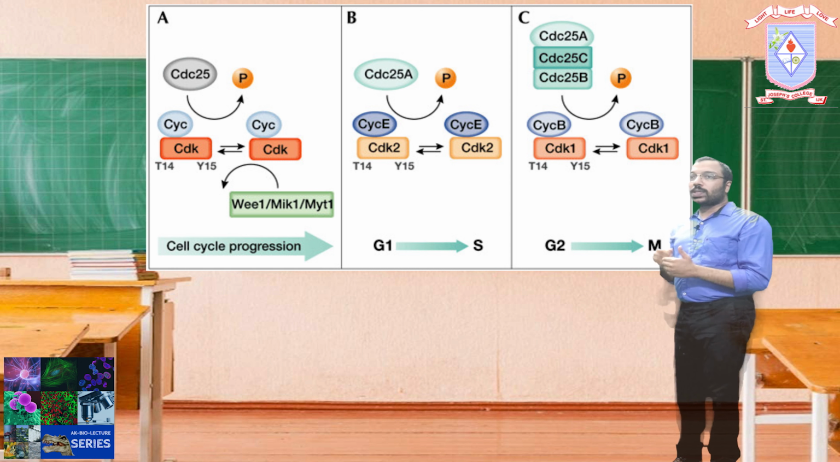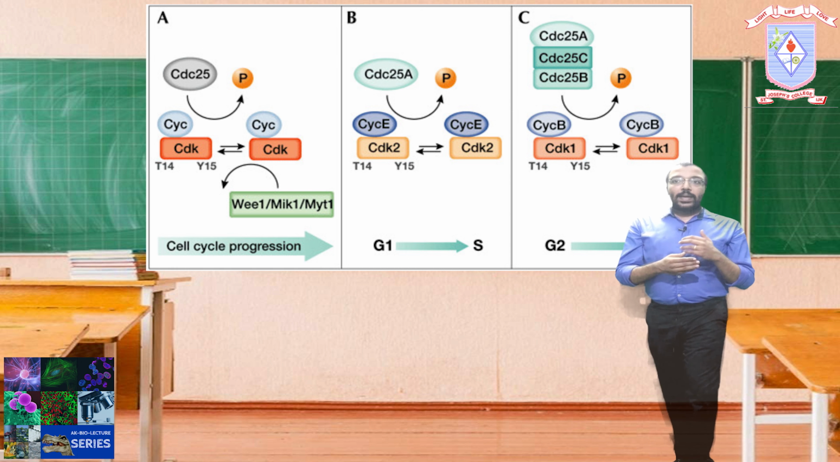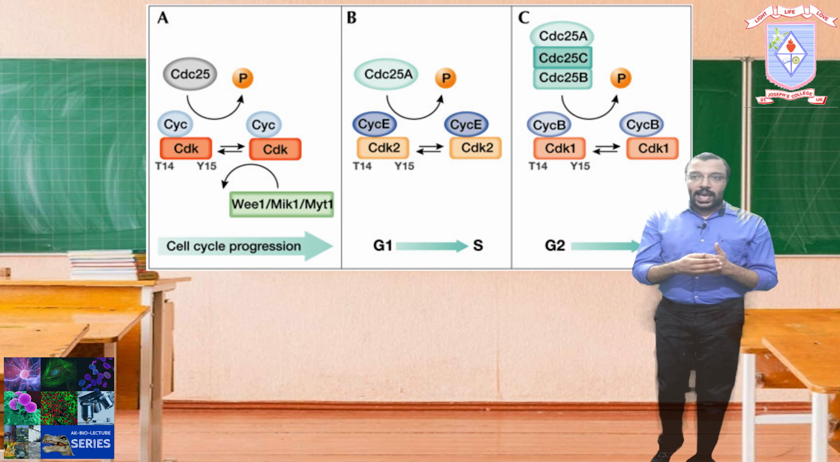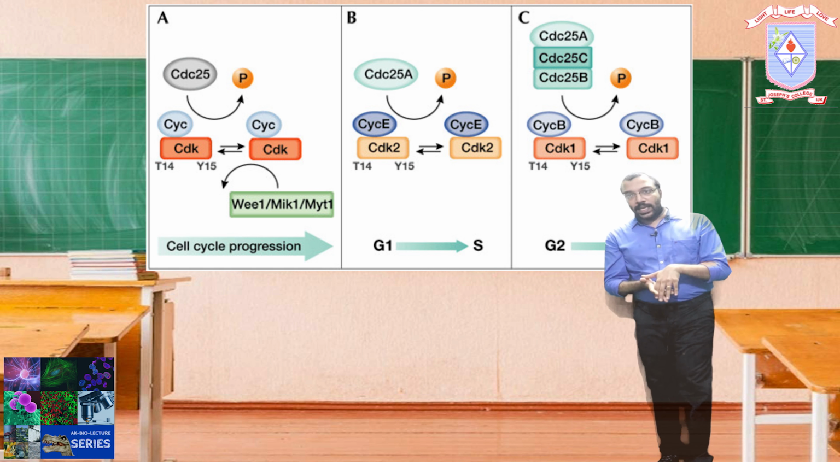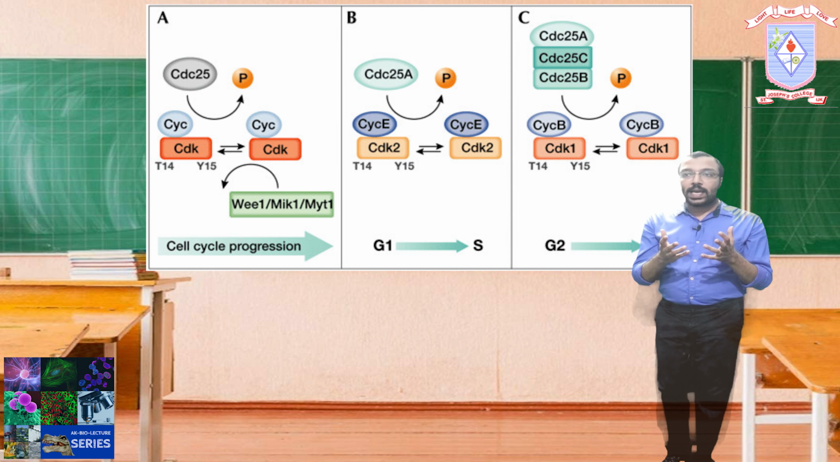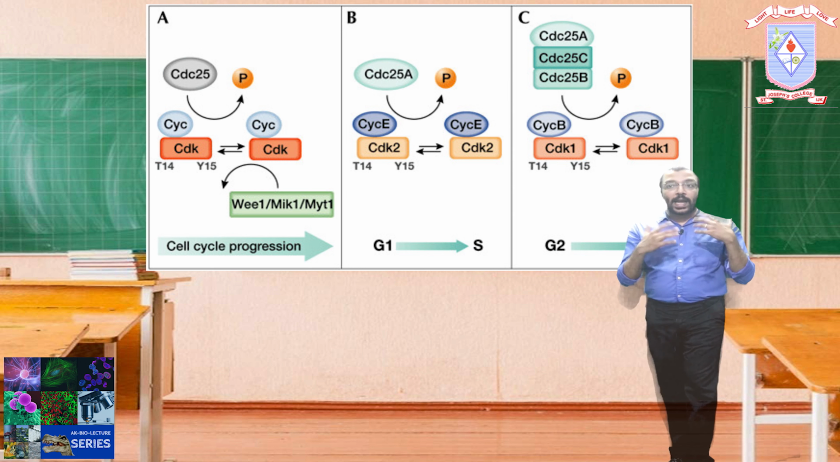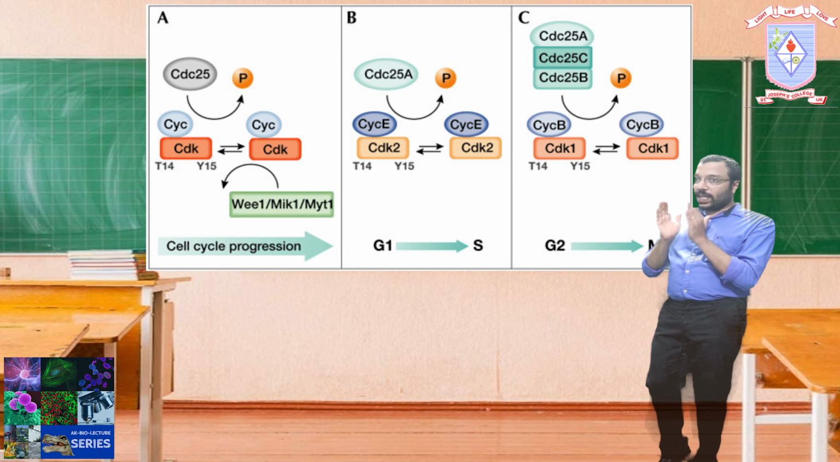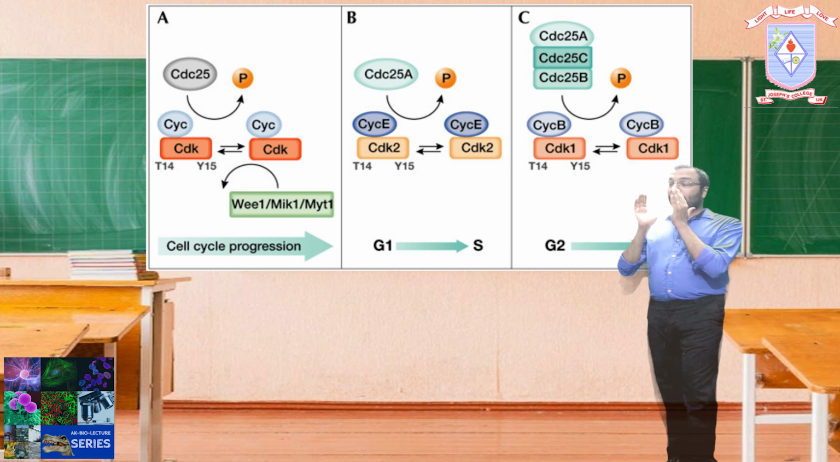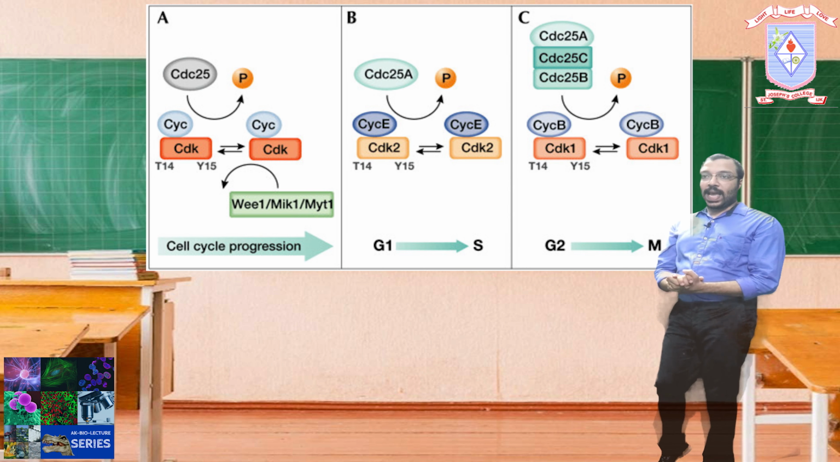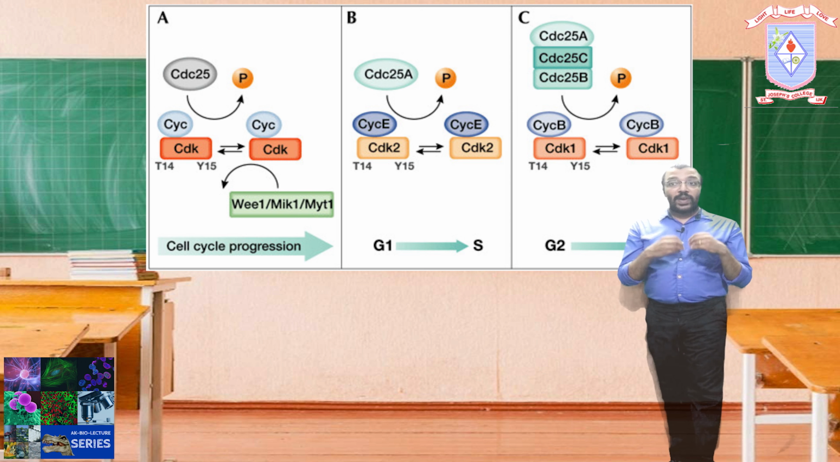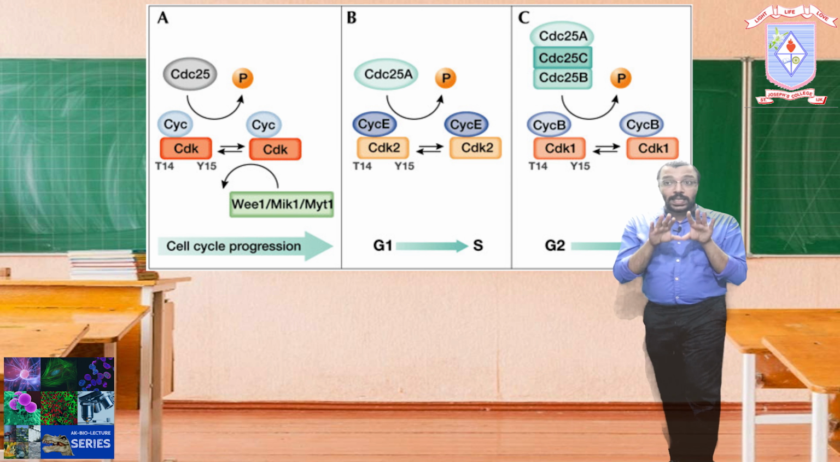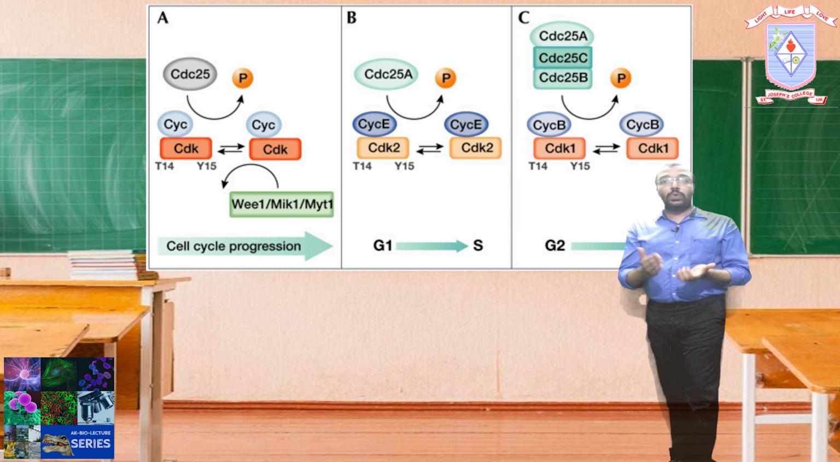Removal of this phosphate switches the stored cyclin CDK molecules into the active state, allowing them to phosphorylate key substrates and drive the cell into mitosis. And the balance between MYT1, WEE1 kinase and CDC25 phosphatase activities determines whether the cell will remain in G2 or progress into mitosis.